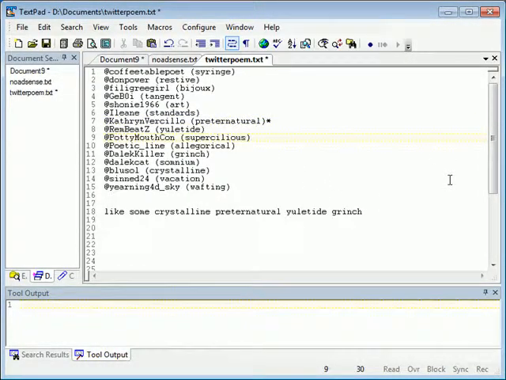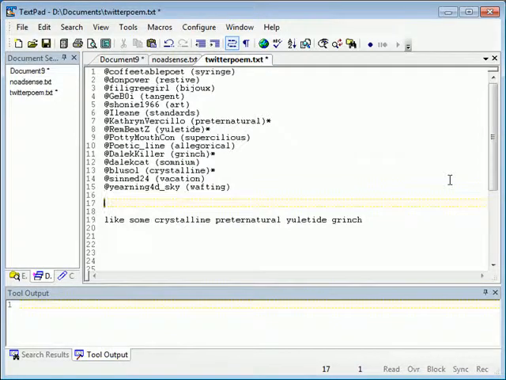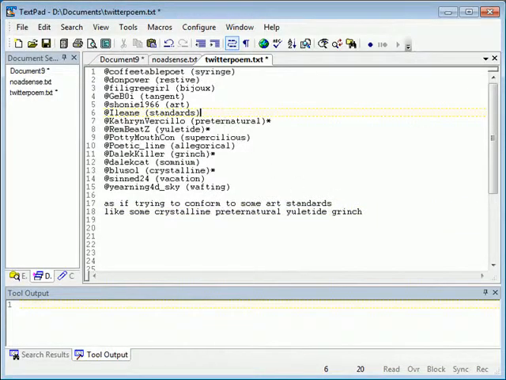So I'll put a star next to every word that I've already used so that I know I've used them, and then I continue on building new sentences and kind of working them together. Trying to conform to some art standards. So, and again, I'm just making this up as I go along. I see the word art, I saw the word standards, and I'm now thinking as if trying to conform to some art standards, like some crystalline preternatural Yuletide Grinch. And that's kind of how my method works. And then I use those words, and it's time for me to move on to the other words.